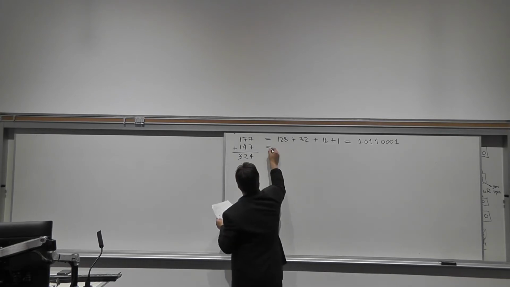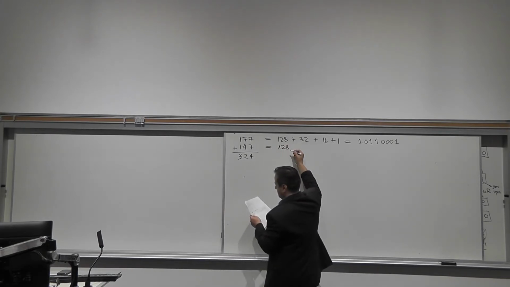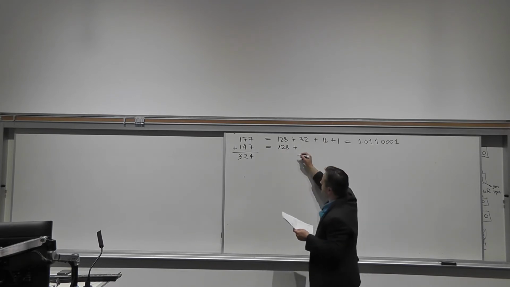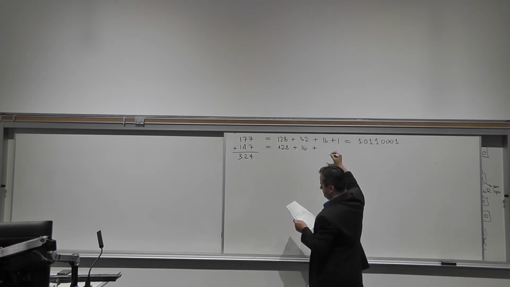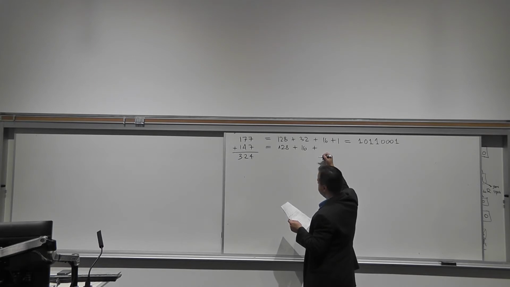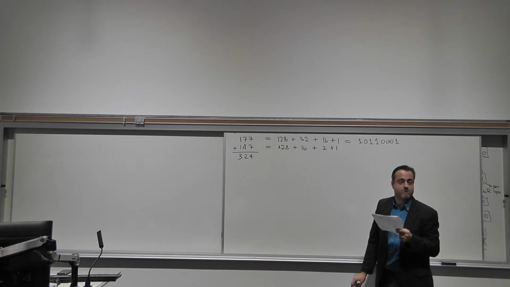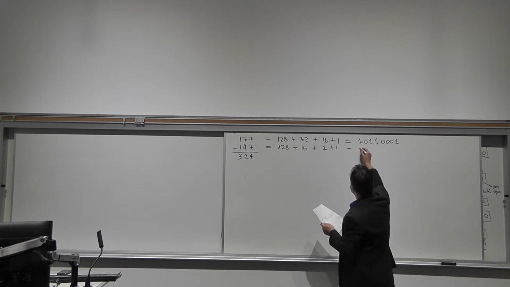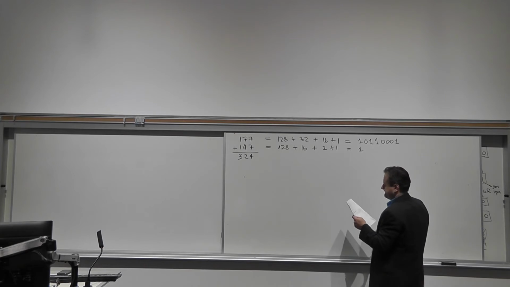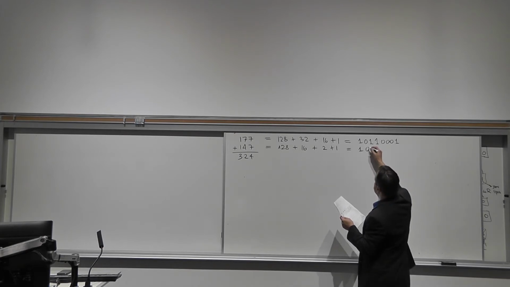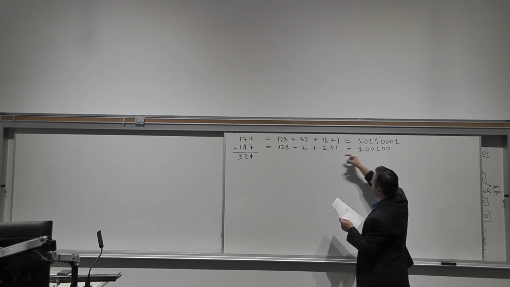How about 147? It's 128 plus 16 plus 2 plus 1, is that right? So what is this? 128 is the same one, of course. 0 for 64, 0 for 32, 1 for 16, 0, 0 for 8 and 4. Then this 2 is this bit, and this 1 is this bit.